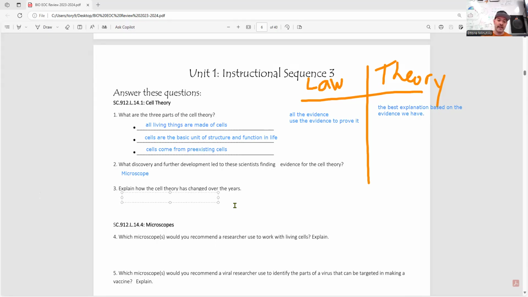Question 3, explain how the cell theory has changed over the years. Well, first thing we have to say, the cell theory was not made up by one person. Cell theory was organized using info from many different scientists over time.